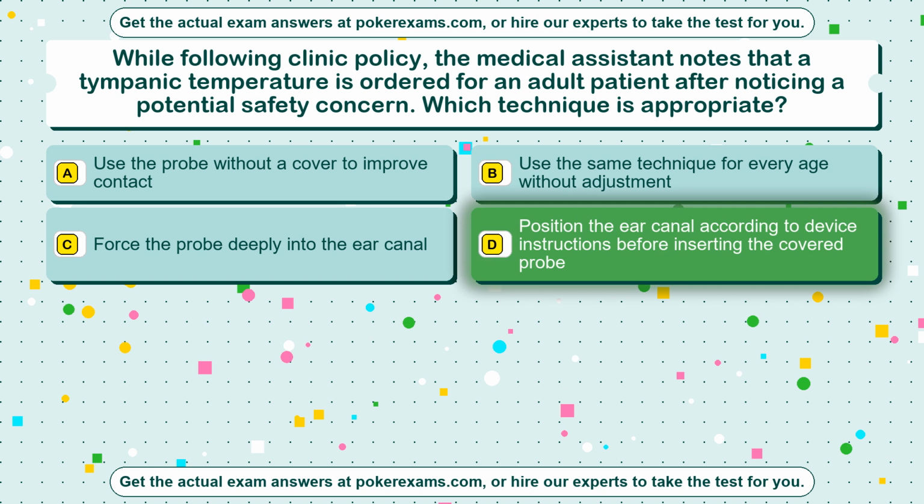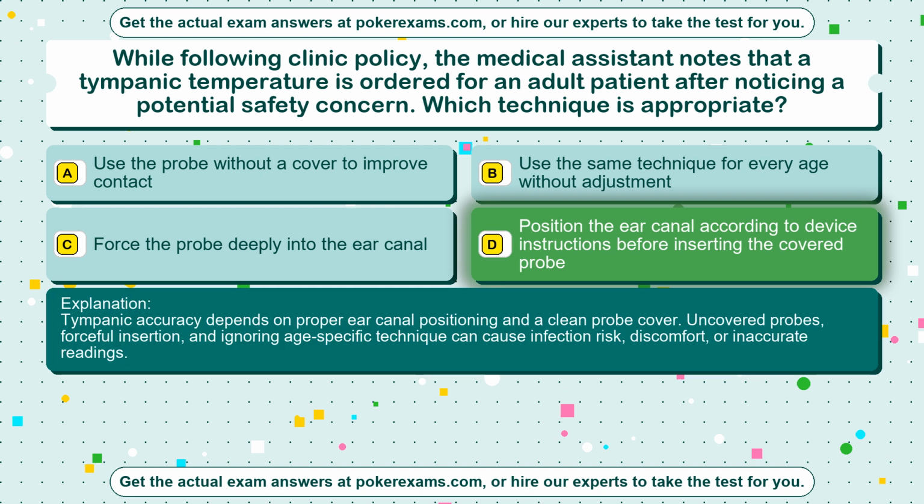The correct answer is option D, position the ear canal according to device instructions before inserting the covered probe. Tympanic accuracy depends on proper ear canal positioning and a clean probe cover. Uncovered probes, forceful insertion, and ignoring age-specific technique can cause infection risk, discomfort, or inaccurate readings.